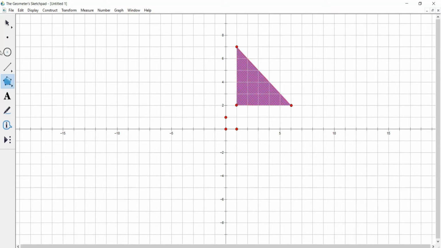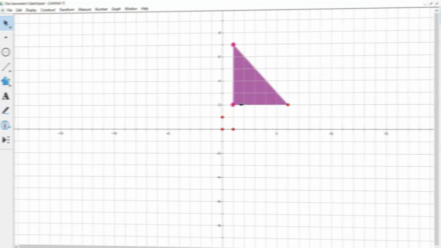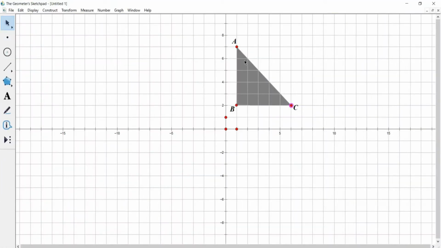So here's our triangle, and we're just going to label the endpoints A, B, and C. Now that we have constructed a triangle and labeled the endpoints, let's measure the length of A to B.